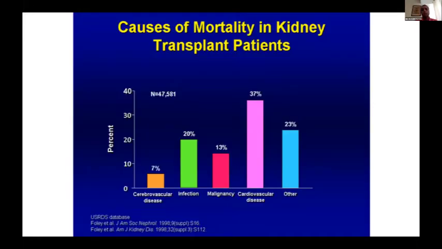If you look at the causes of mortality in kidney transplant patients, cardiovascular mortality is obviously the highest cause, followed by other causes of mortality that are not related to what is displayed here. Infection is the third most common cause of mortality in transplant patients, especially in kidney transplant patients. So this is something I believe that all of us need to be aware of and need to watch out for in our kidney transplant patients.